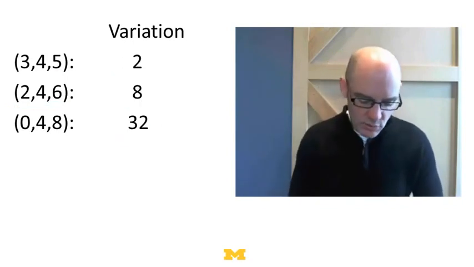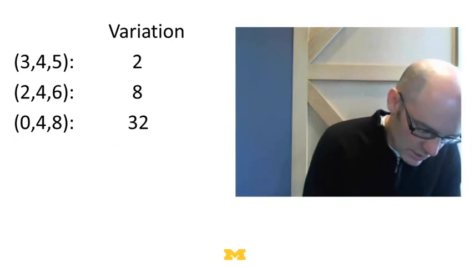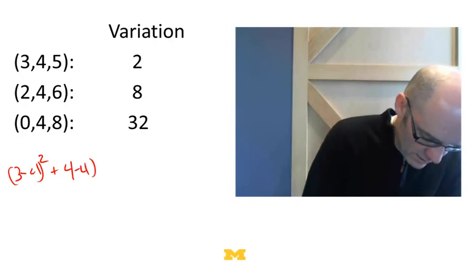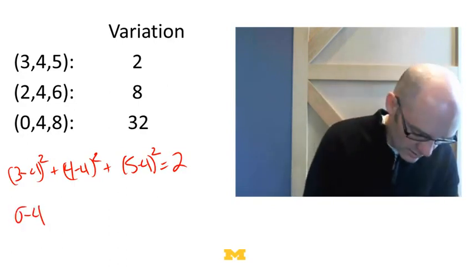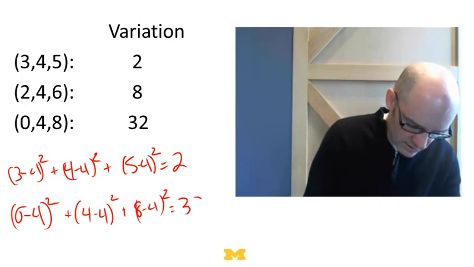Well, let's compute the variation in each of these populations. Remember, variation is just the difference from the mean. So in the first case, the variation would be 3 minus 4 squared plus 4 minus 4 squared plus 5 minus 4 squared. So that's just going to be 2. And I'll just do the last one. In the last case, we're going to get 0 minus 4 squared, which is 16, plus 4 minus 4 squared, which is 0, plus 8 minus 4 squared, which is also 16. We're going to get 32.